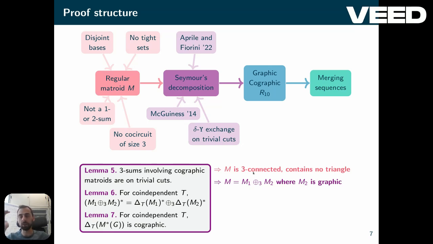So all these observations are needed to conclude that we have this graphic part which is separated in the decomposition. Okay, and now we are almost ready to apply induction by saying that we have a smaller regular matroid M1 and the graphic matroid M2. So the idea is to find a sequence for the graphic part and apply induction for the regular part and merge those sequences together. However, there are 2 difficulties here.